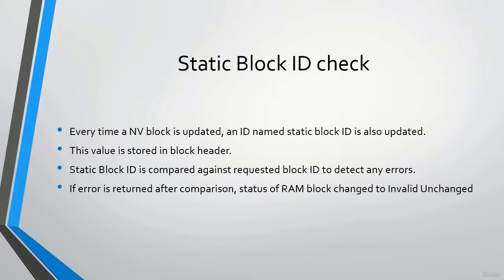Now if an error is returned after comparison, we will set the RAM block status to invalid unchanged. There are some RAM block states available, of which we are using invalid unchanged when the error is returned. We'll be looking at the RAM block states separately in another lecture, but for now, just understand that we are setting the RAM block to invalid state because we have got an error.